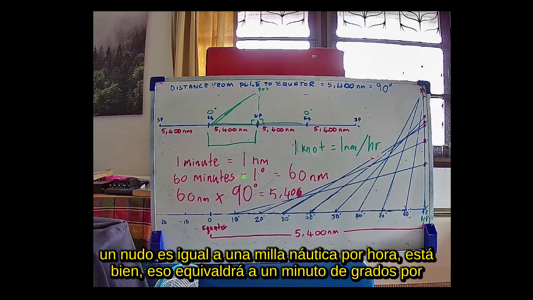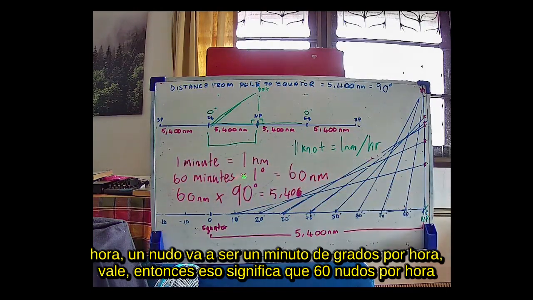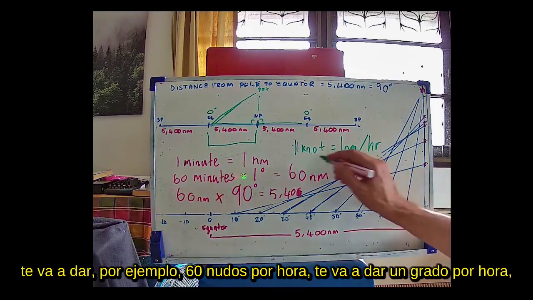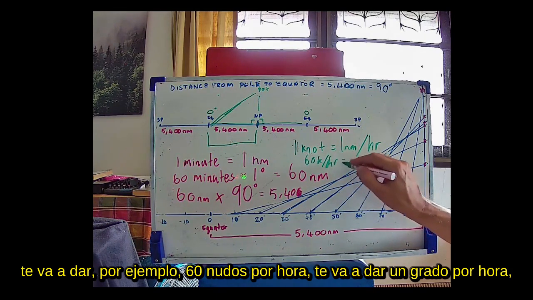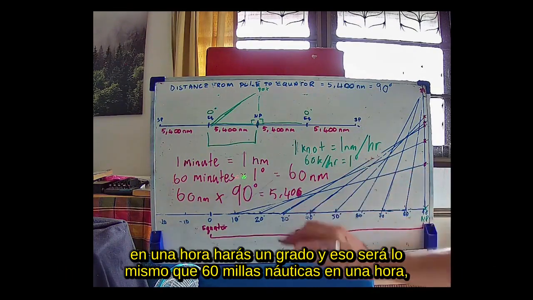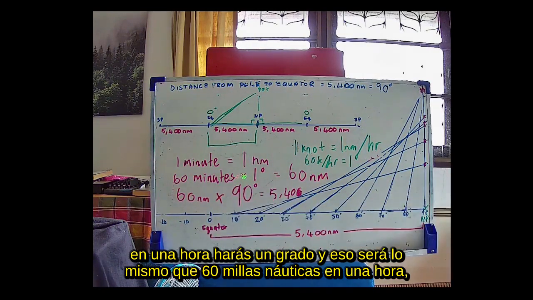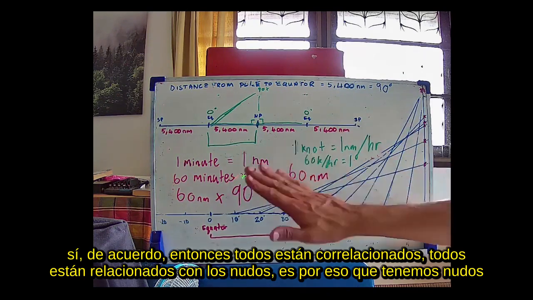Okay, so that's going to equal 1 minute of degrees per hour. 1 knot is going to be 1 minute of degrees per hour. All right, so that means that 60 knots per hour is going to give you 1 degree per hour. In an hour you'll do 1 degree, and that will be the same as 60 nautical miles in 1 hour. Yeah? Okay, so they're all correlated.